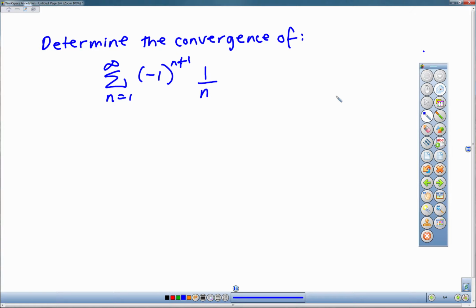Just so that we can see what this series looks like if we were to write it out in terms of its numeric value, for n equals 1, we would have 1 over 1. And then for n equals 2, we would have minus 1/2. And then for n equals 3, we would have plus 1/3. For n equals 4, 4 plus 1 is 5. Negative 1 to the 5th is negative 1 times 1 over 4.